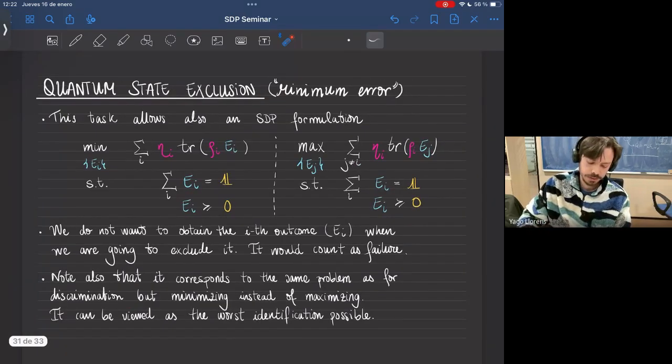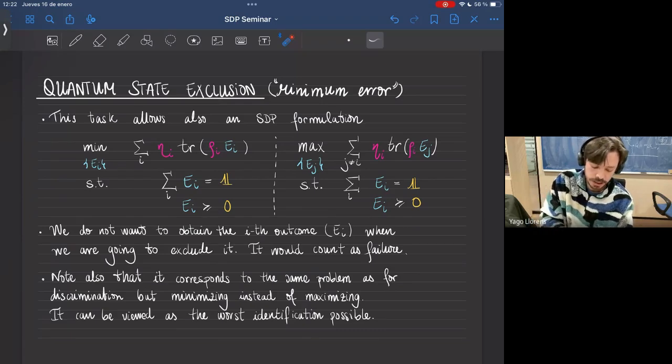And here, instead of doing the maximization over the POVM elements, you are minimizing the trace of rho I times the outcome I, given a hypothesis I, because this outcome now represents that it's not rho I. So you want to minimize this probability. And the constraints are all the same: you have the completeness relation, and the elements are positive.